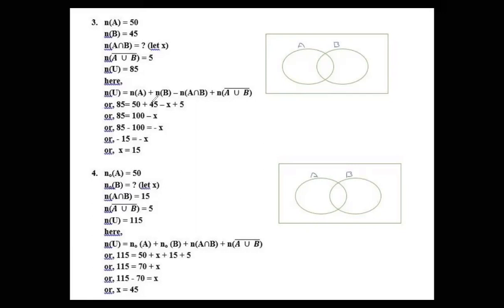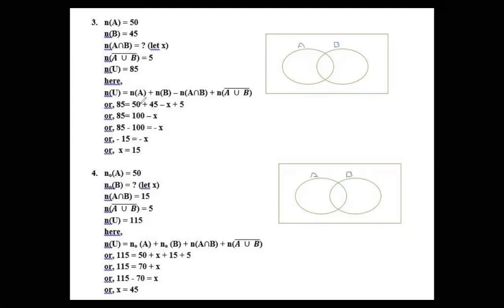Okay, so now let us use the value. NU means 85. Okay, so where is 85? NA is 50, NB is 45. Intersection is not given, so let us suppose it as X. Intersection is X. And complement is how much? 5. Complement is 5.